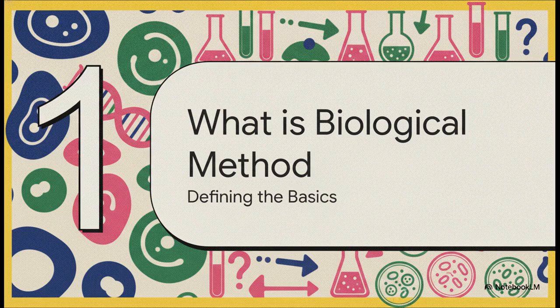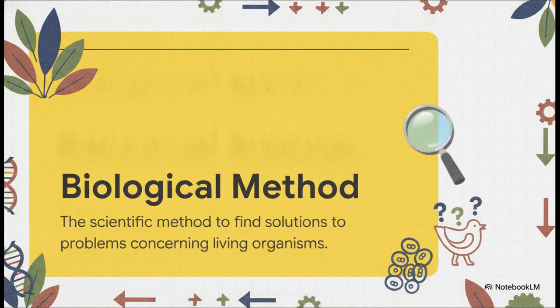Let's define the basics. So, the biological method is beautifully simple, yet it's incredibly powerful. By definition, it's the scientific method through which scientists find solutions to problems concerning living organisms. Honestly, you can think of it as the ultimate diagnostic tool for biologists. Whenever there's a mystery in the natural world, maybe a new disease starts spreading, or you see some strange animal behavior, or even a sudden change in plant life, this method is the logical, structured process that scientists use to solve it. It completely removes random guessing from science and replaces it with a highly reliable system.